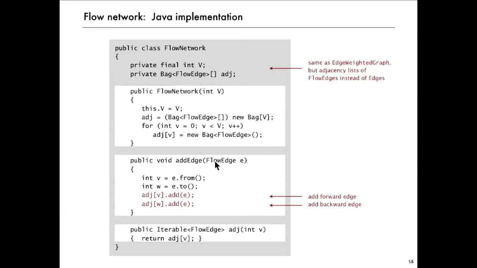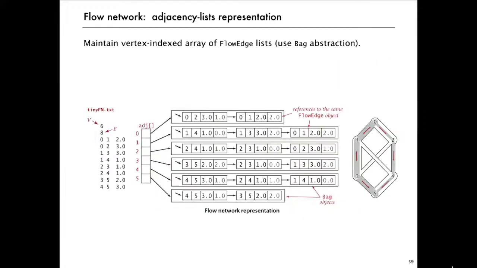It's pretty much just like edge-weighted graph, except we use flow edges now. And then when we add an edge, even though it's kind of a directed network to handle flow and forward and backward edges, we add every edge to both adjacency lists. But simple code, quite similar to what we've seen before.